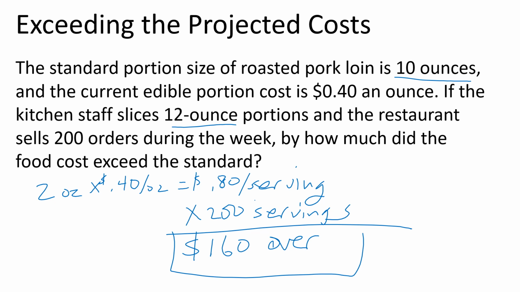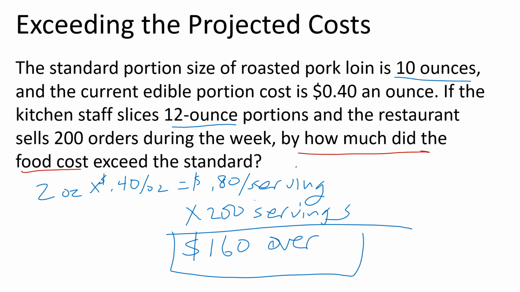If this is, let's say, on a monthly basis, $160 times 12 months out of the year, that's an extra almost $2,000. If it's on a daily basis, we did $160 and we're open 360 days a year, that's almost $58,000. Okay, and so you think, oh, well, serving 2 ounces over may not be a huge deal, but it adds up over time.